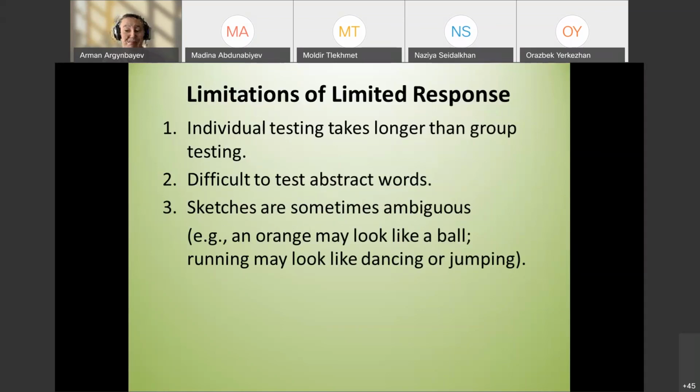You just have pictures, maybe exact pictures. And sketches, the drawings, sometimes might be ambiguous. For example, an orange may look like a ball. Running may look like dancing or jumping. A dog might look like a donkey or whatever. Sometimes it happens if you draw badly. You can use pictures and find pictures.